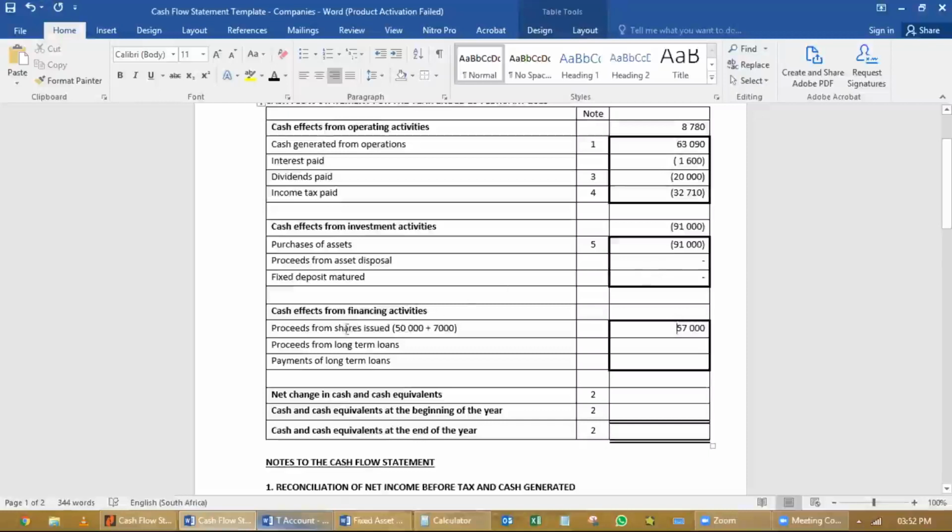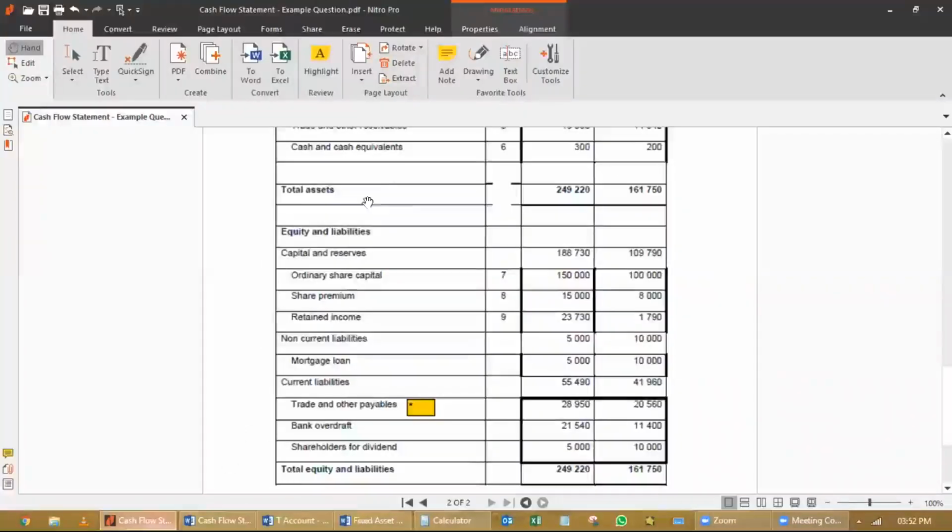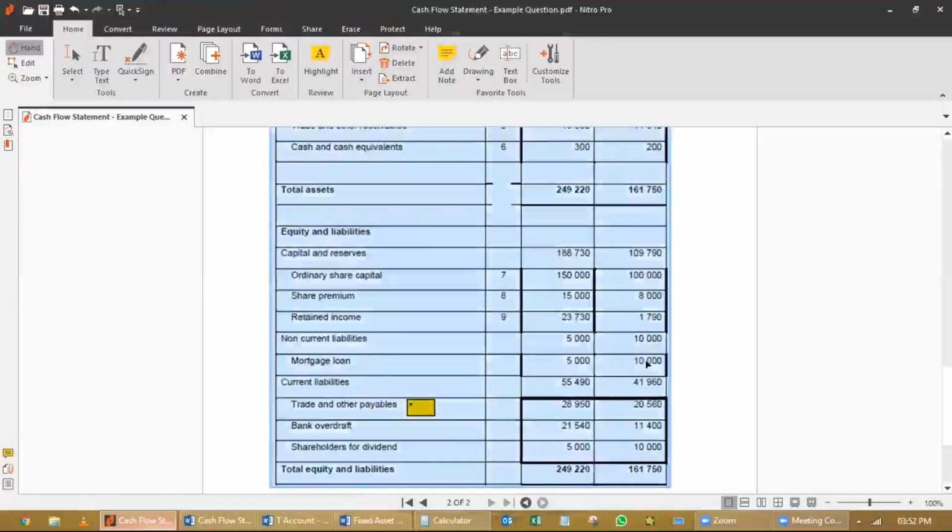Then proceeds from our long-term loans. Did we take in new loans? We know that a loan is a liability, so it will be under the equity and liability section. Then we look, there's our mortgage loan. At the beginning of the year, our mortgage loan was 10,000 Rand. At the end of the year, our mortgage loan is 5,000 Rand. So do you see that the loan decreased? It means that if it decreased, we didn't take out a new loan, we actually repaid the loan because it's less now.